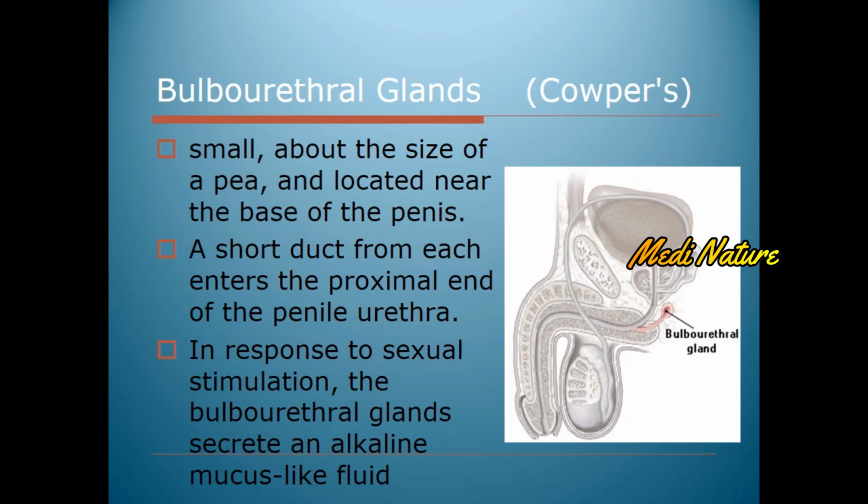The bulbourethral gland, or Cowper's gland. It is small, about the size of a peanut, and is located near the base of the penis. So you can see the location of the bulbourethral gland in the picture. A short duct from each gland enters the proximal end of the penile urethra. In response to sexual stimulation, the bulbourethral glands secrete an alkaline mucus-like fluid.